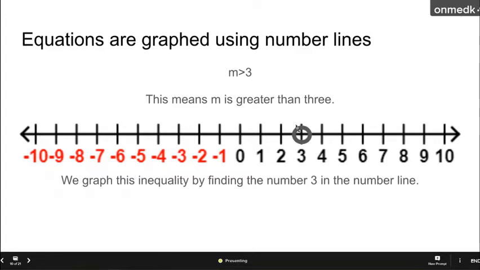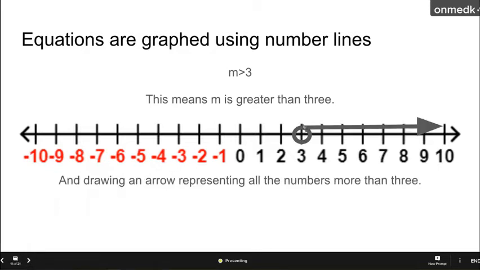The way we show that is by drawing a circle that is empty around the 3. This circle represents that my inequality starts at 3 but is not including 3 as part of it. Then, to represent that it's all the numbers greater than 3, we draw a line towards those numbers which are greater than 3, like number 4, 5, 6, 7, 8, 9. And that is the way our arrowhead is going to point.